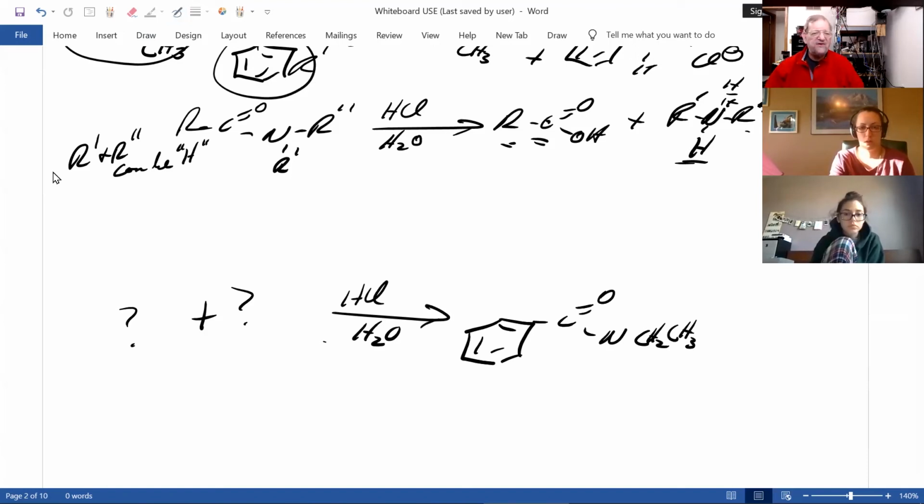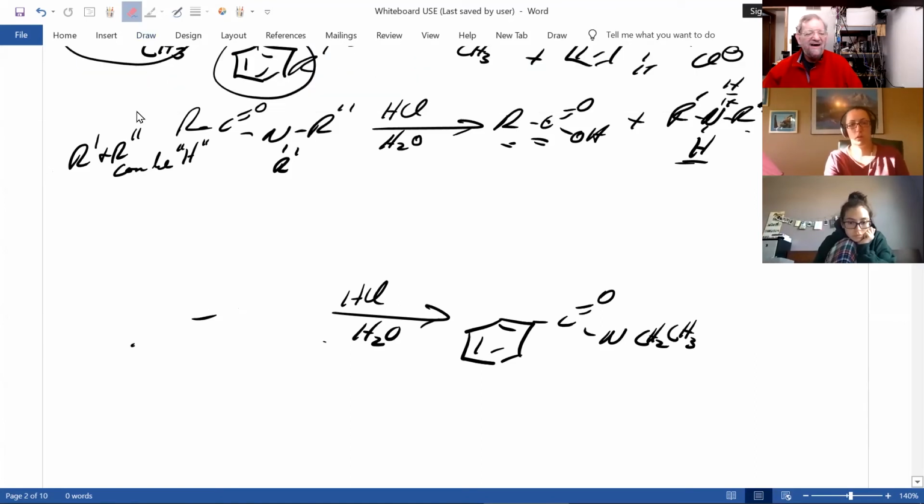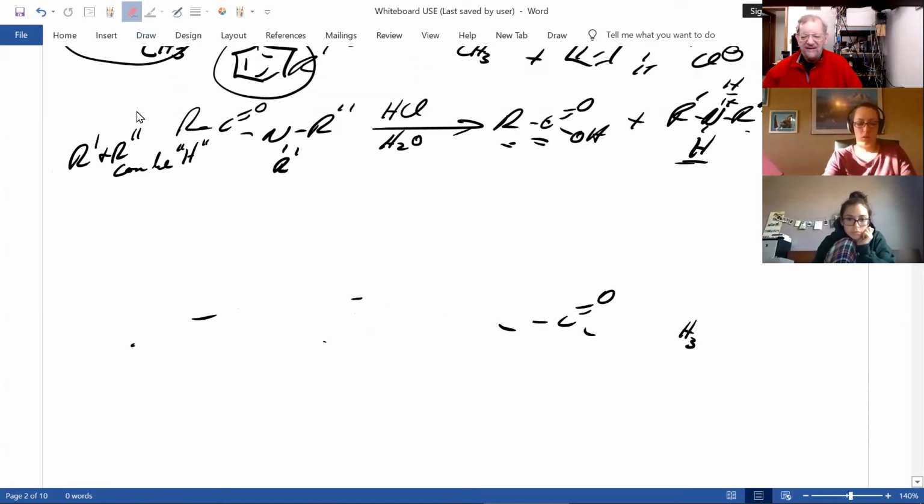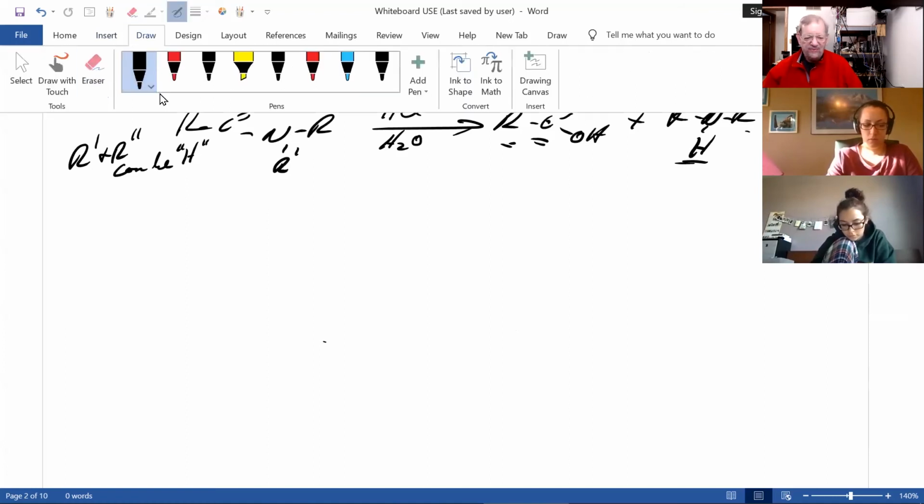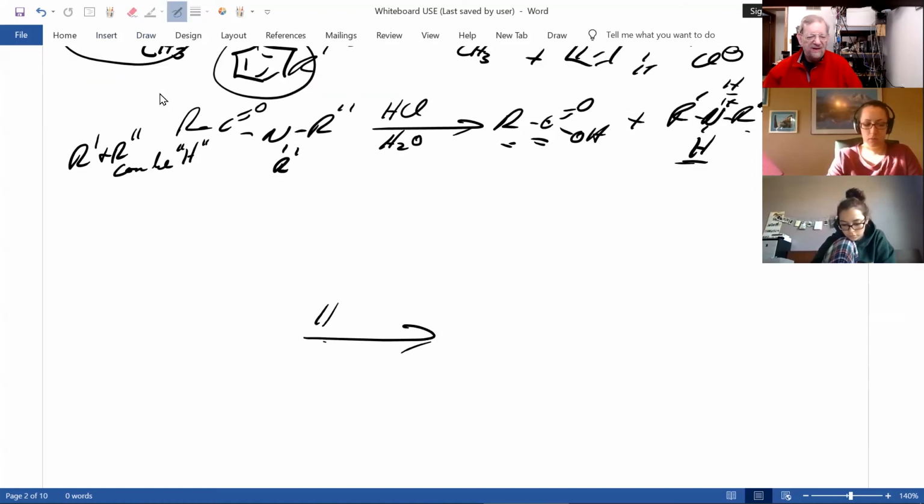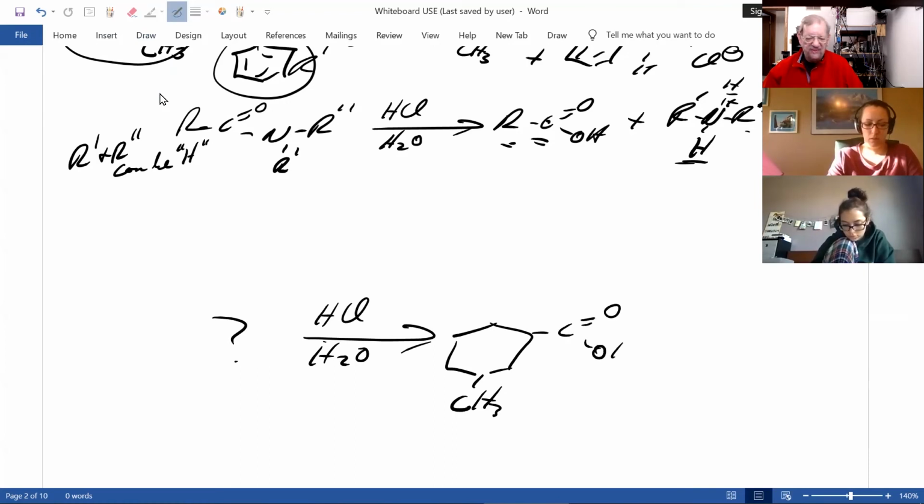Dr. White's just done what he didn't want to do. And this is a cyclohexane ring, not a benzene ring.